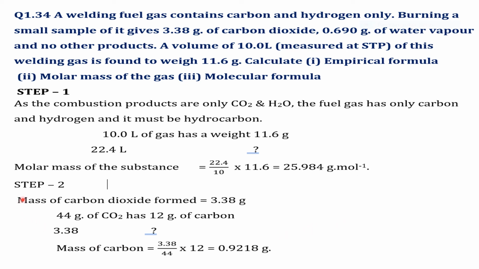Now in step 2, let us calculate the percentage of carbon and hydrogen. Mass of carbon dioxide formed is 3.38 grams. And from the equation C plus O2 gives CO2, 44 grams of carbon dioxide has 12 grams of carbon. 3.38 grams of carbon dioxide has how much? So mass of carbon in 3.38 grams of carbon dioxide is 0.9218 grams.